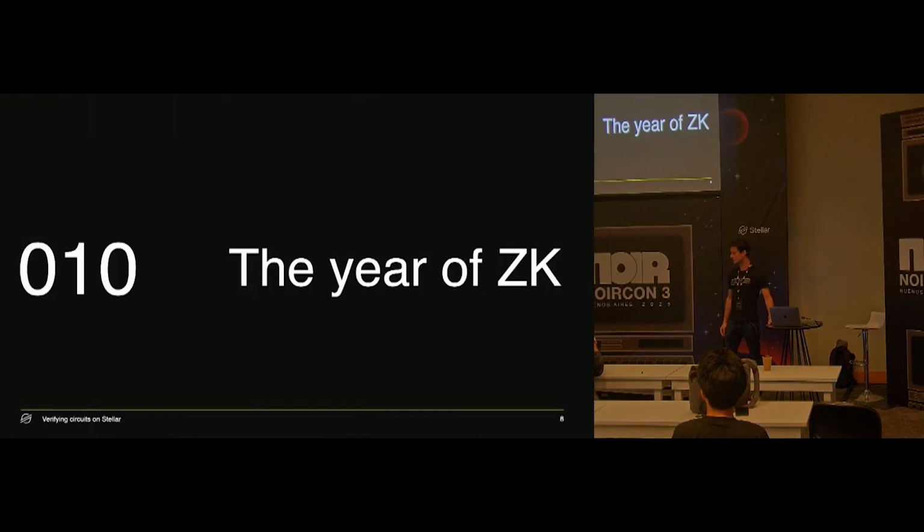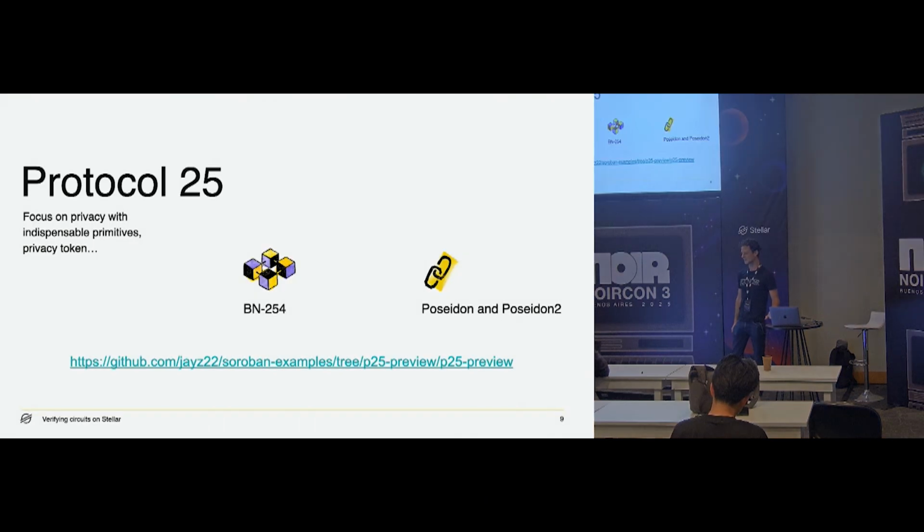Now, this year, Stellar has made some announcements towards privacy at Meridian, the conference, which was just a month ago in Rio. And there's protocol 25 coming in. And we're going to get at least these 2 new additions. So maybe there are some other things cooking, who knows? But there's this BN254 curve, which is widely used in the ZK community. And there is Poseidon 2 hash functions. There's already a preview which is available, so you can follow on that link.